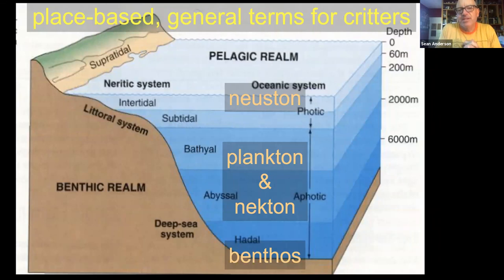Okay. So neuston are organisms that are right up at the air-water interface. So think of a floating jellyfish or something of that nature. That would be neuston. Then things that are in the water column primarily, we can talk about two broad categories of things, plankton and nekton.